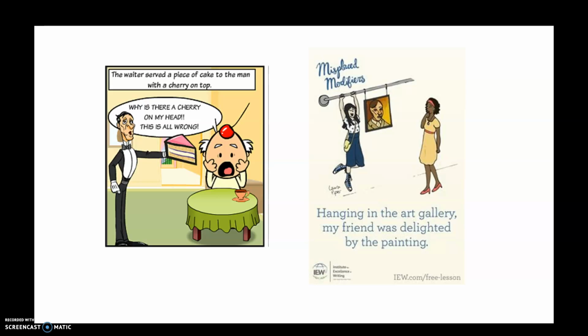Here's another one. "The waiter served a piece of cake to the man with a cherry on top." "Why is there a cherry on my head?" This is all wrong. Again, a misplaced modifier. The cherry on top should be next to the piece of cake in the sentence. Or how about this one? "Hanging in the art gallery, my friend was delighted by the painting." Why, yes, that's definitely what we do when we go to art galleries. We hang out. We just don't hang by the pictures.